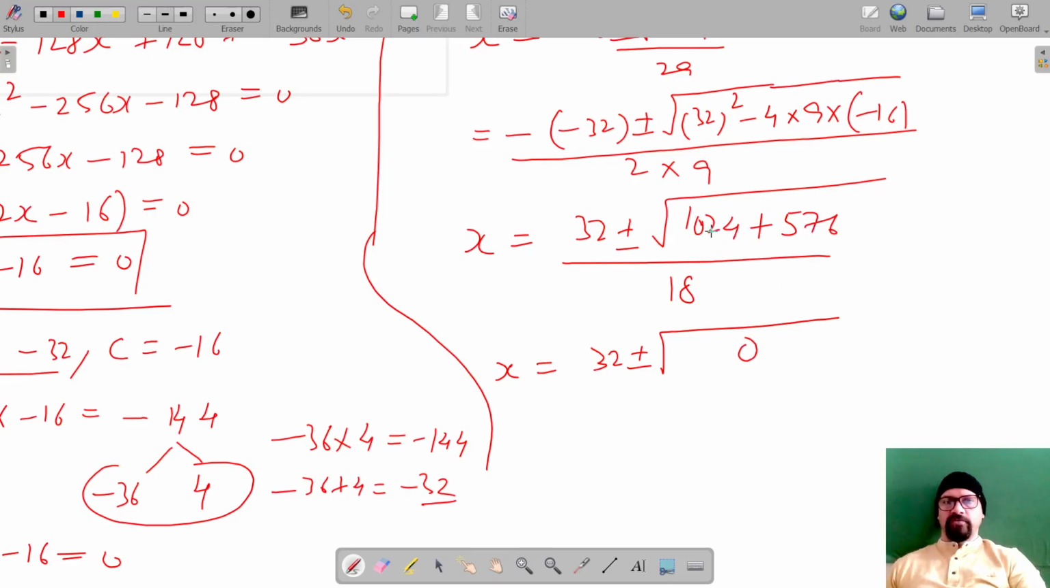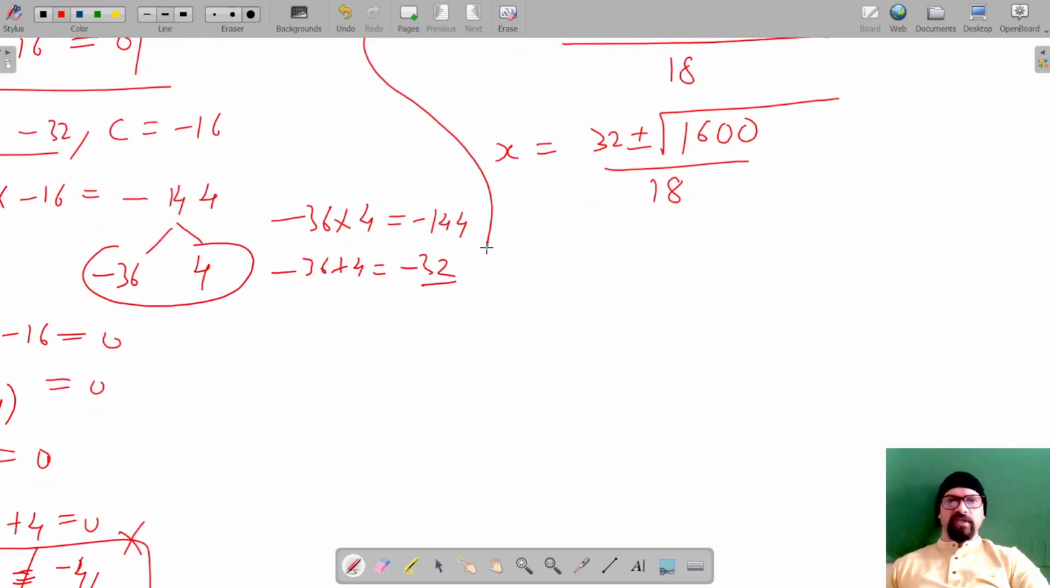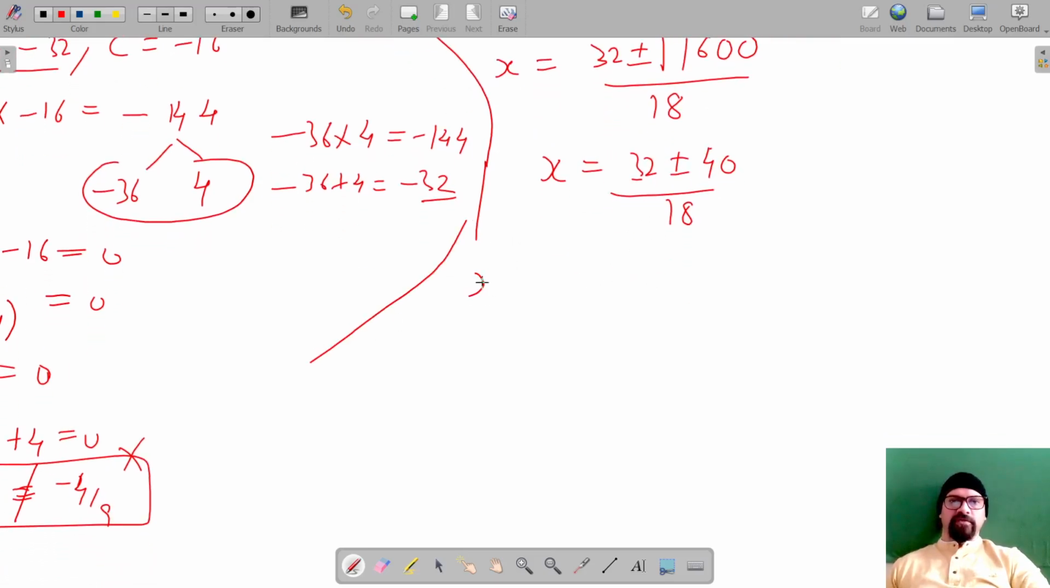6 plus 4 is 10, 7 plus 2 is 9 and 1 is 10, 5 plus 1 is 6. So this is 1600 by 18. And I can write x as 32 plus minus root of 1600, which is 40, upon 18. So that means either x is 32 plus 40 by 18 or x is equal to 32 minus 40 by 18.